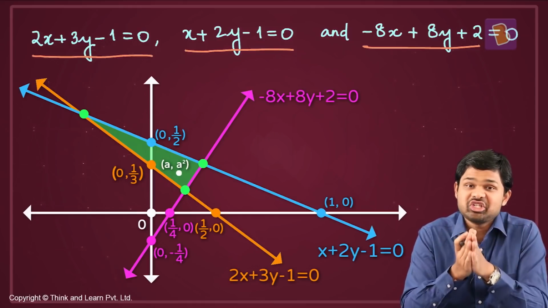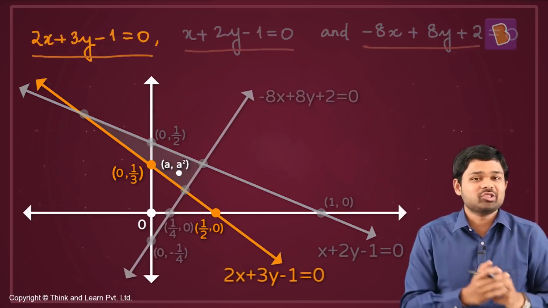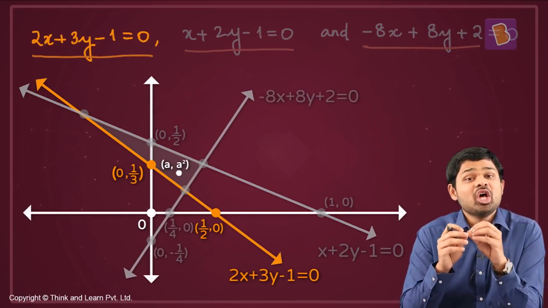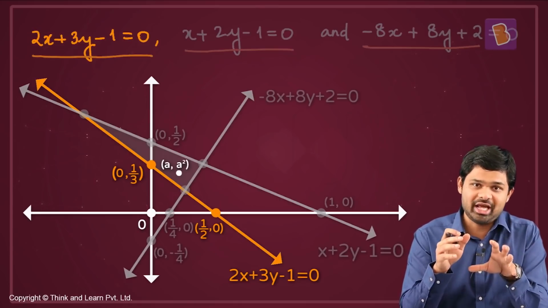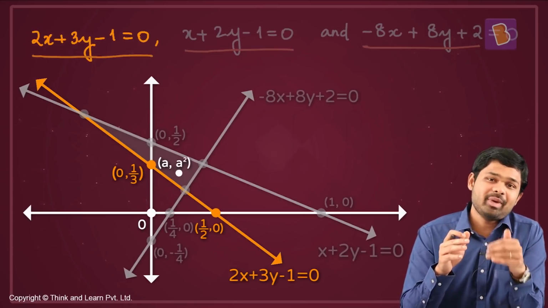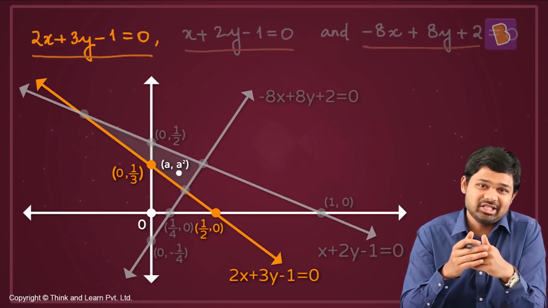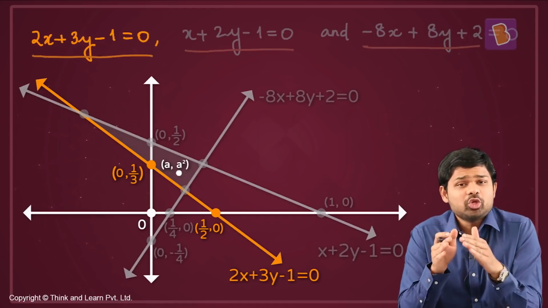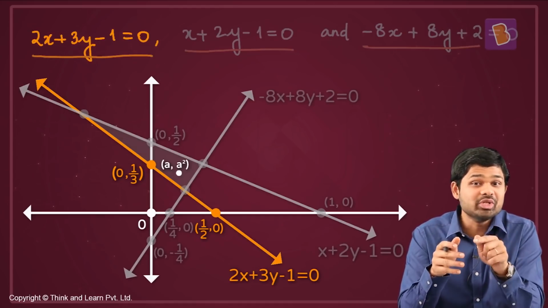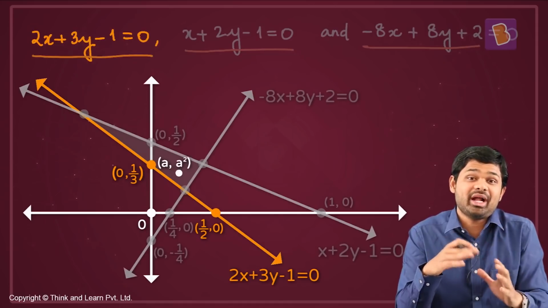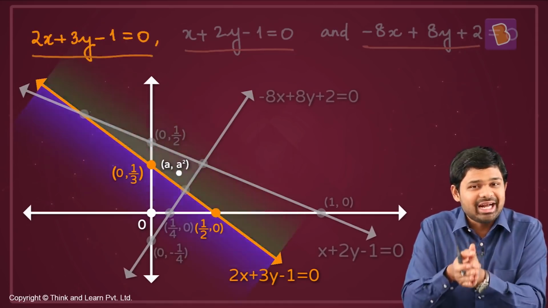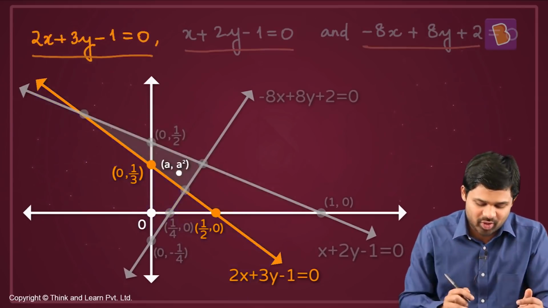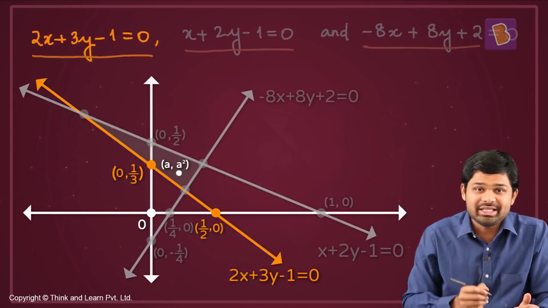So first, let us consider the straight line 2x plus 3y minus 1 equal to 0. I am going to consider the origin and find out in which region the origin lies. And then if the point (a, a²) also lies on the same side as the origin, then it satisfies the same inequality, otherwise the opposite inequality. With 2x plus 3y minus 1 equal to 0, you will see that the origin and (a, a²) are on opposite sides. So the inequality satisfied by the origin will be the opposite of the one satisfied by (a, a²). So let's look at what is the inequality satisfied by the origin.